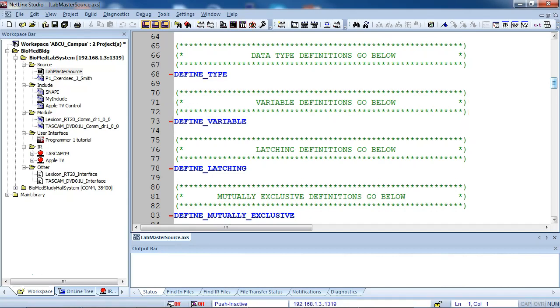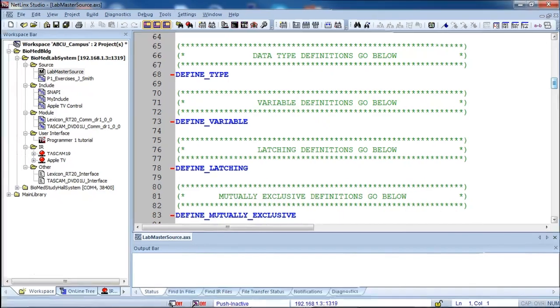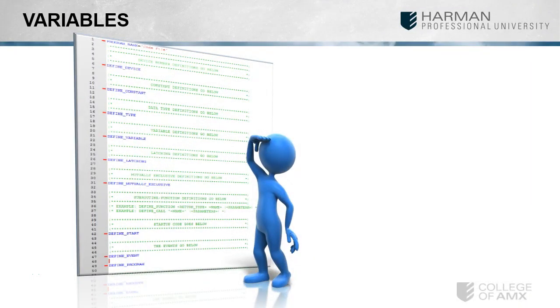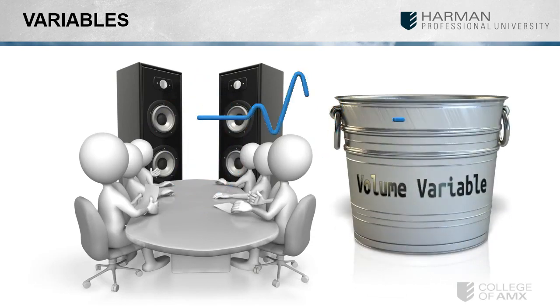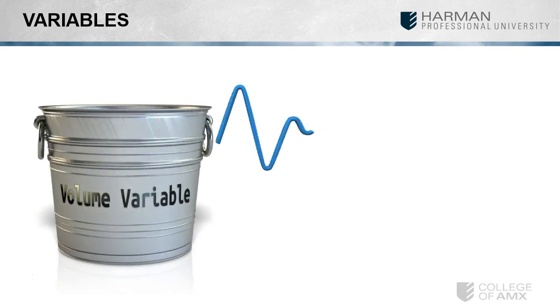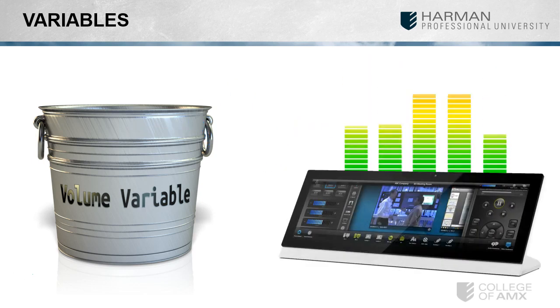The variables that are defined here are considered global variables. Simply put, a global variable can be referenced anywhere in your code. For example, say you have a conference room with a sound system. If a user changes the volume in the room, you would create a variable in this section to store that volume level. Then, in a completely separate block of code, you can reference that variable, which is storing the current level, and then do something with it, like send it to a volume slider on a touch panel. Because it's a global variable, it's available anywhere you wish.